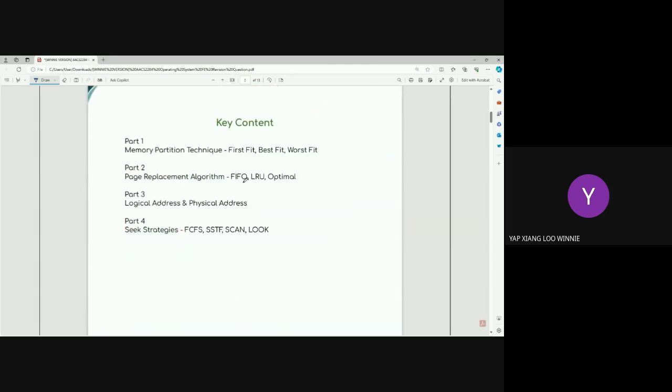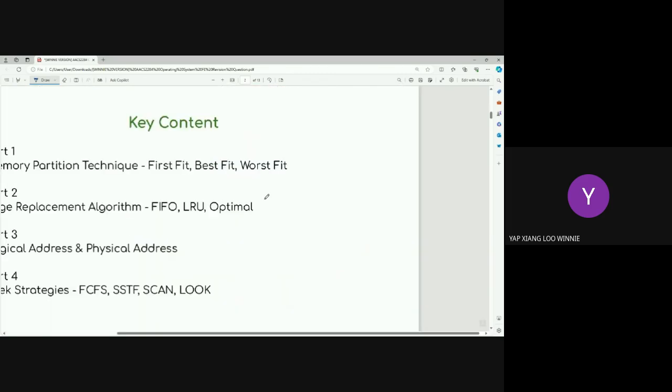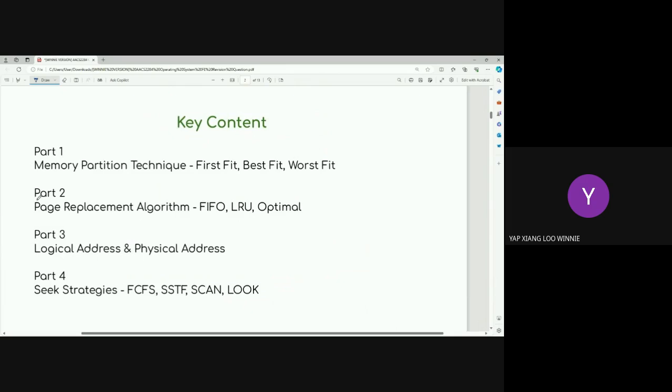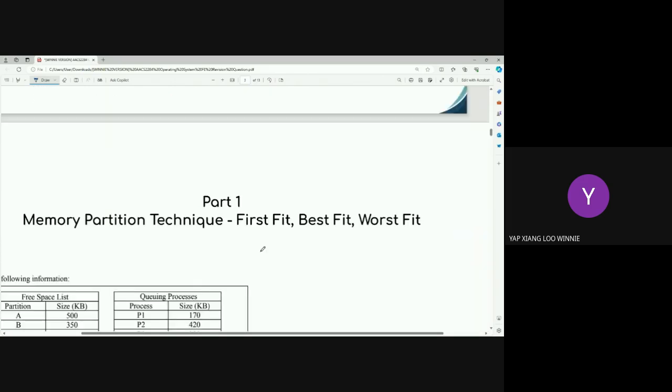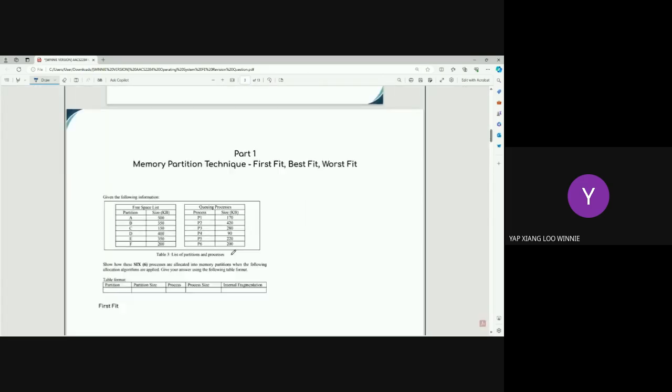Okay, so just a quick look at the key content for this video. We are going to go through memory partition technique: first fit, best fit, and worst fit. Then we have page replacement algorithms: first in first out, least recently used, and optimal. Then we're going to go through a quick calculation on logical address and physical address, and lastly, the disk scheduling strategies: first come first serve, shortest seek time first, scan, and also look. I'll split the video into a few parts, so feel free to use it.